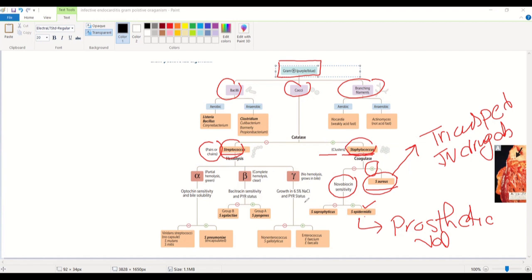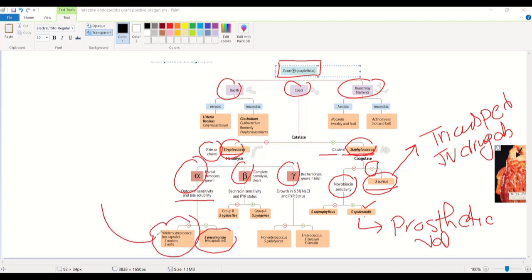Okay, let's move towards Streptococcus. So Streptococcus is further divided into three types: alpha, beta, and gamma hemolysis. So alpha hemolysis means partial hemolysis, right? So yes. Alpha hemolytic bacteria are divided into Strep pneumoniae, if it is optochin sensitive and bile soluble, positive. And if it is negative, it is viridans streptococci.